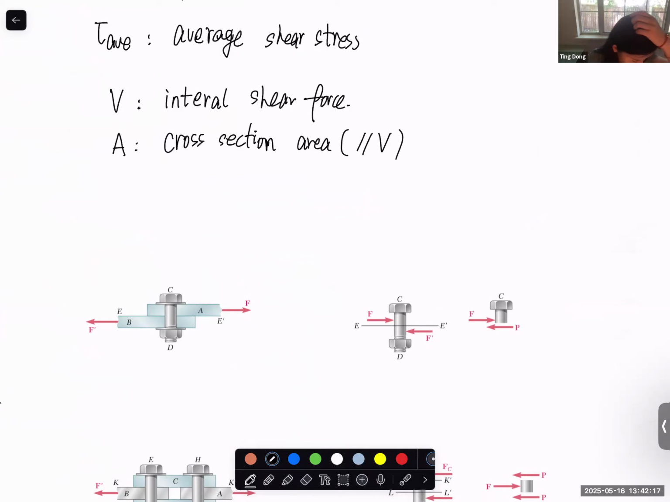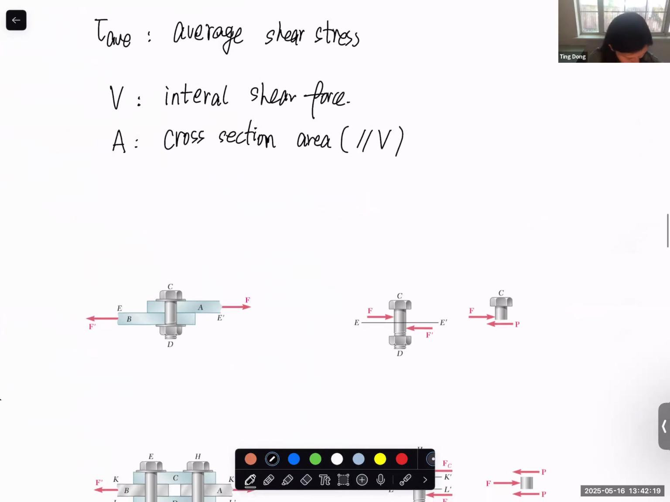The sign convention here is the same as internal shear force for our mechanics of materials. You may see a different sign convention later in the FEA class, but it's okay for this class. Just use the same sign convention.